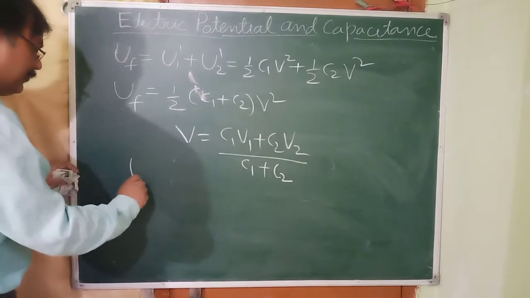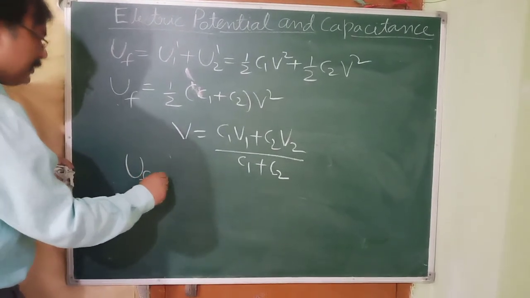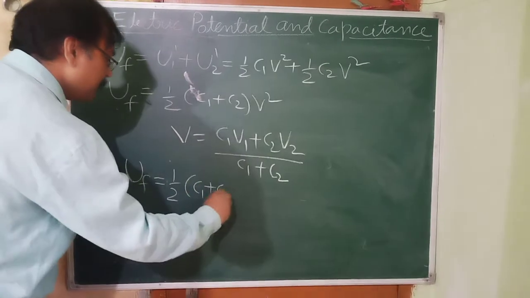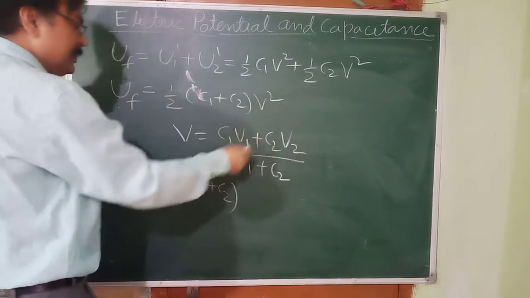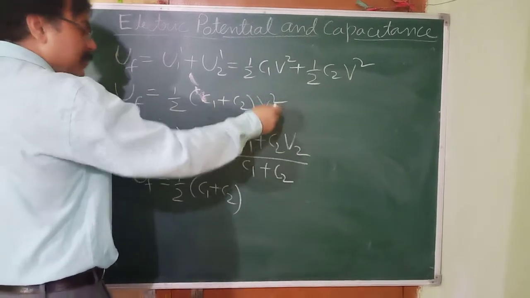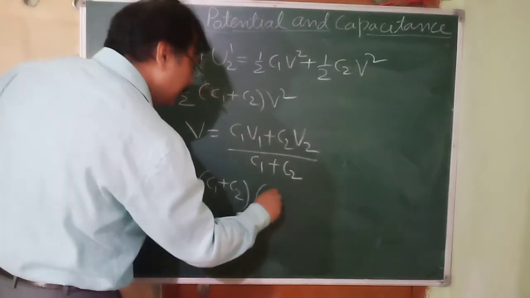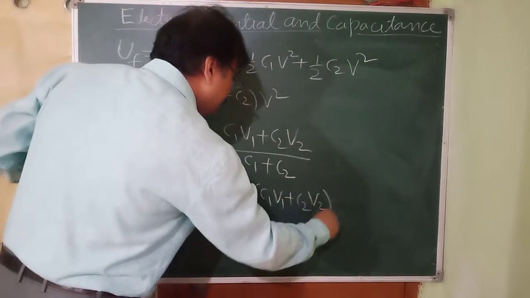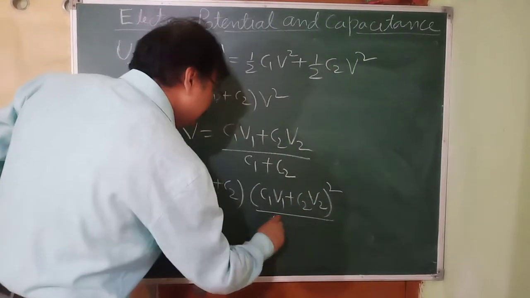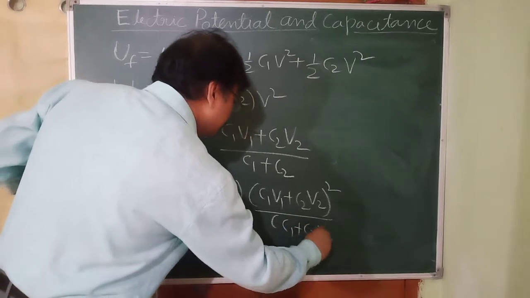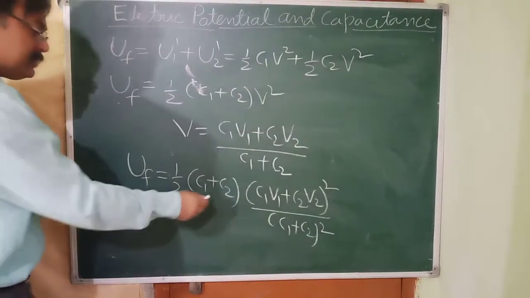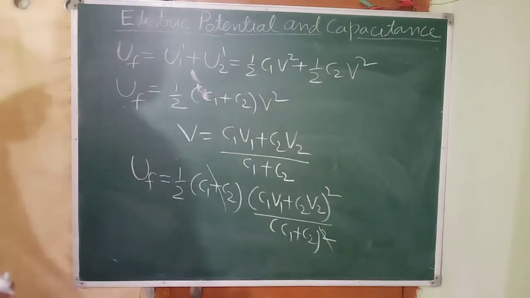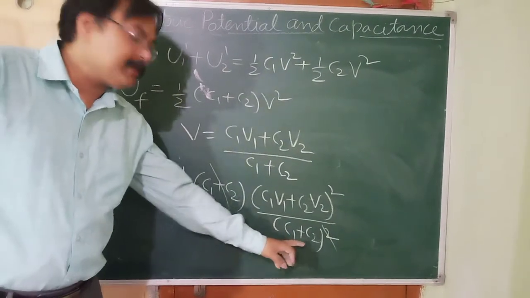So we can use this value. We will get the final potential energy of the system: half C1 plus C2, and V square is there. This is the value of V, so we have to write its square. That means C1 V1 plus C2 V2 whole square, and here C1 plus C2 whole square. Now this C1 plus C2 and this square can be cancelled out. Here we are left only with C1 plus C2.